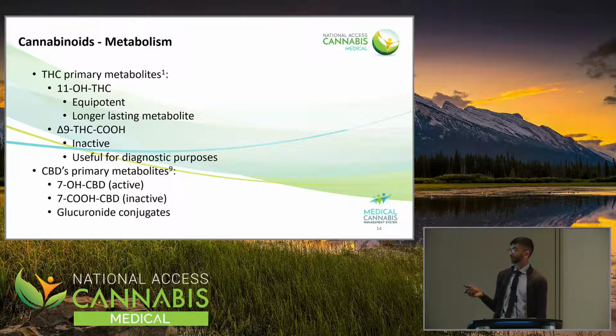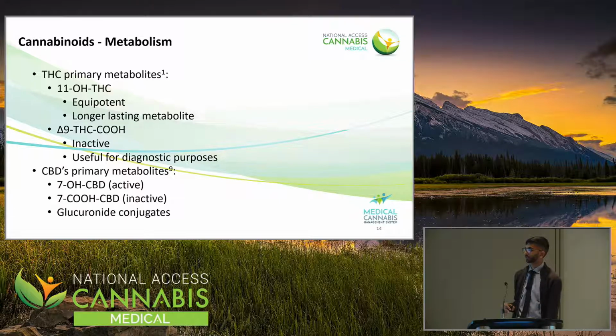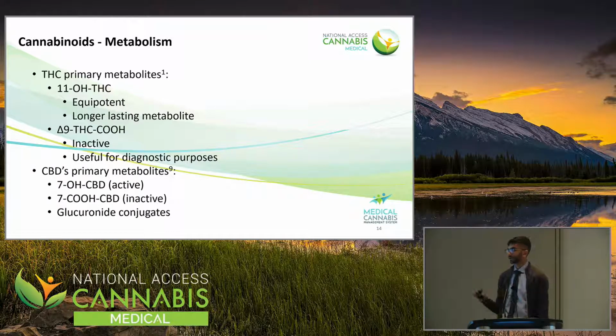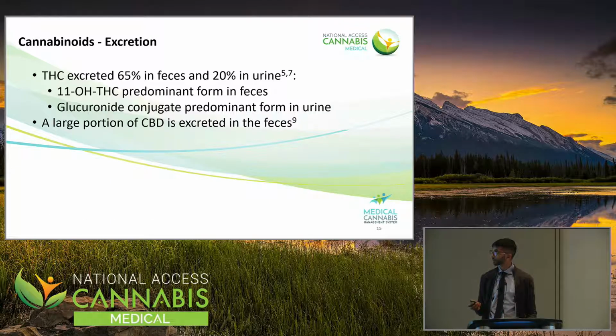CBD's primary metabolites mirror a very similar thing, 7-OH CBD and 7-COOH CBD. One is active and one is inactive. And it also produces the glucuronide conjugates, and that's done through phase 2 metabolism. So I'm sure your brains are probably going about drug interactions now.